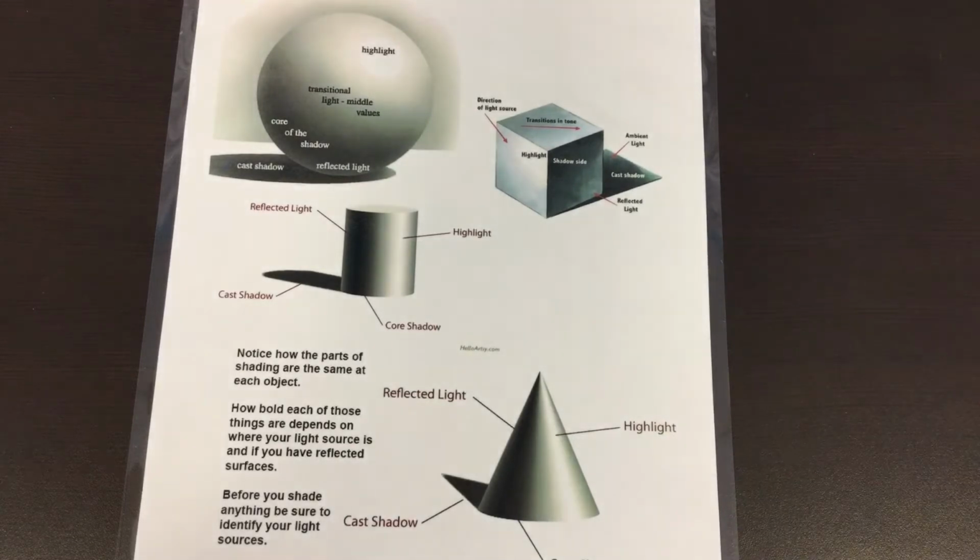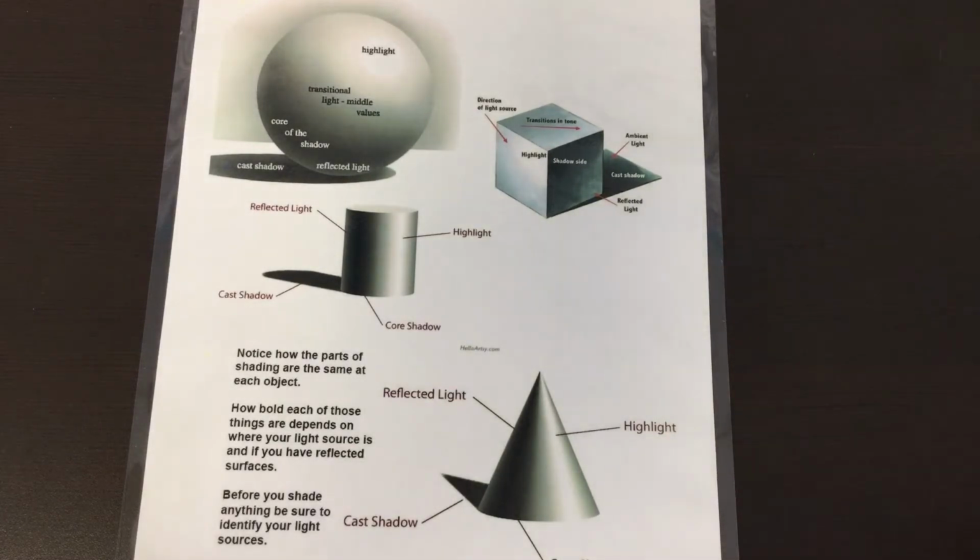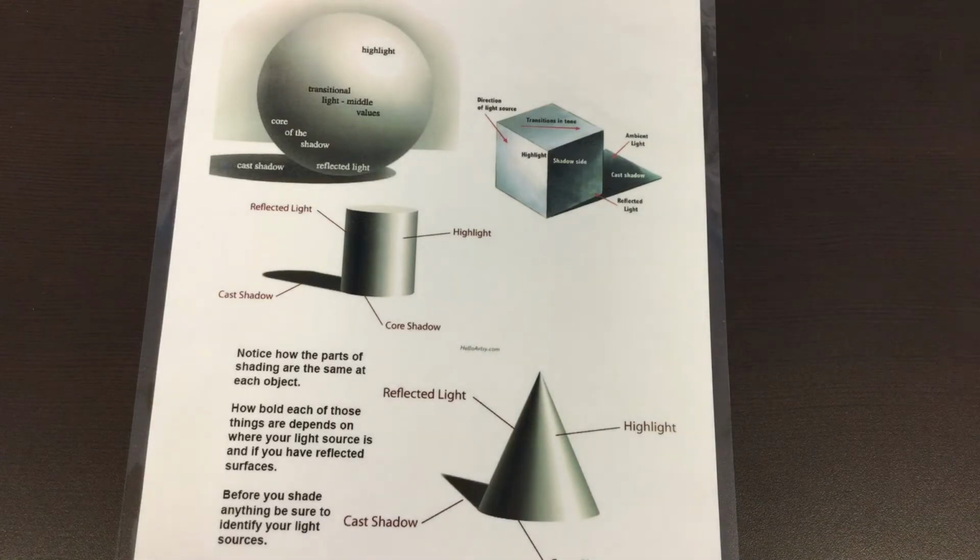We're going to discuss how a sphere is shaded. We just looked at a video of how different types of lighting affects light and shadow on a sphere, on a cube, on a cone, and on a cylinder. Right now what we're going to do is look at how to actually apply those when we're actually going to go ahead and shade.